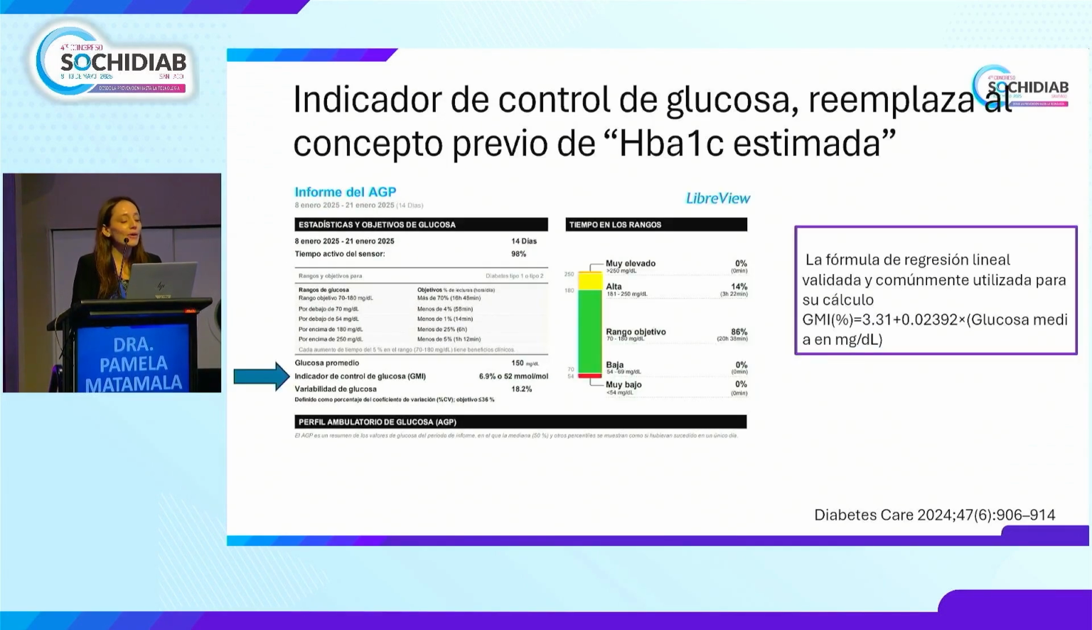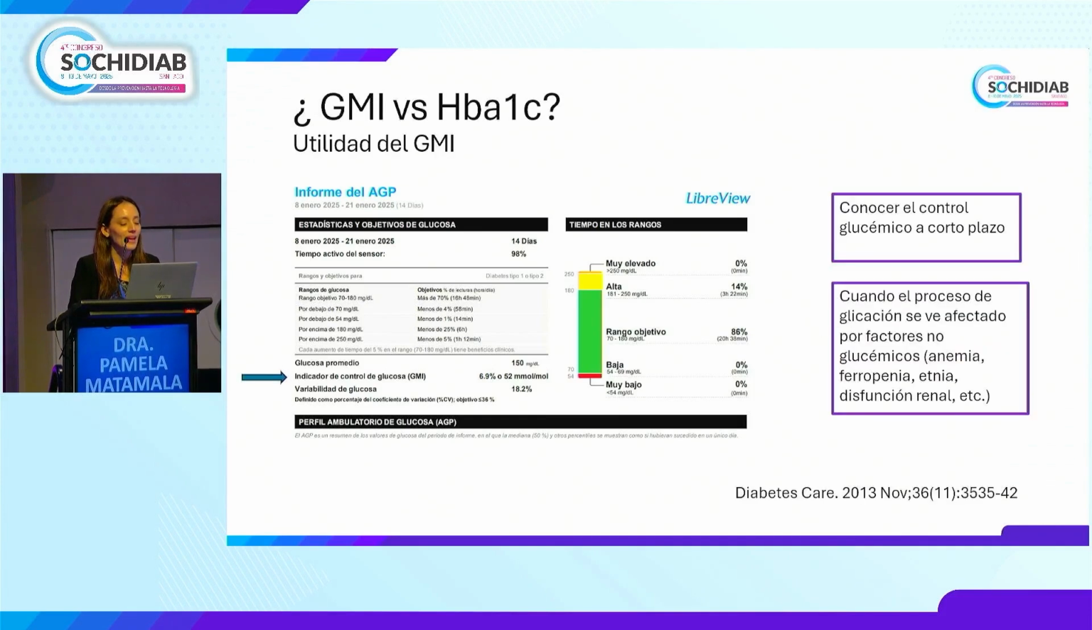And we have this concept of glucose management indicator, which replaces the estimated HbA1c used before 2018. And this formula is a linear regression formula used considering variability, and this is the equation if you want to know about this GMI origin.